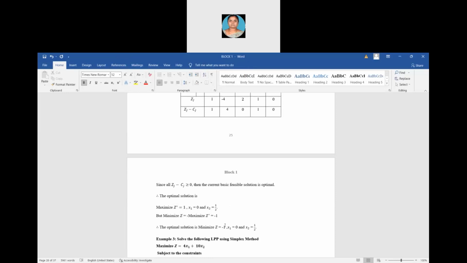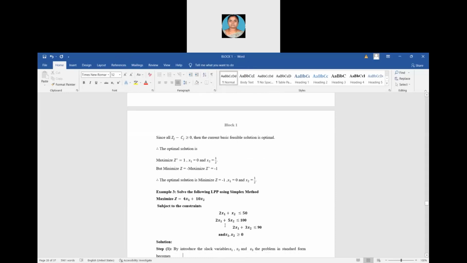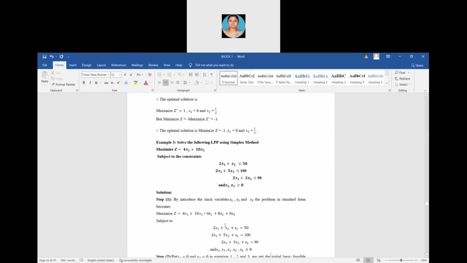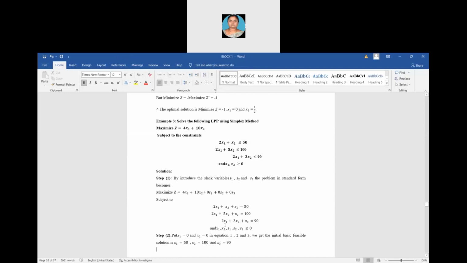The next problem we are having here: you have to solve the linear programming problem using the simplex method. The same thing only here also we are having. You are having maximize z equal to 4x1 plus 10x2 subject to the conditions 2x1 plus x2, and some three conditions are given to us. All the things are in the proper way only. That is, everything is of the less than or equal to type only. And what's the first thing you have to do here? For the objective, it is okay.